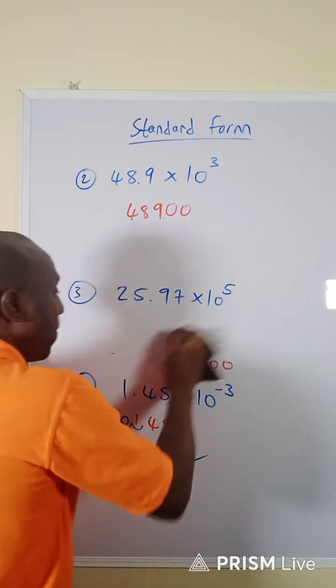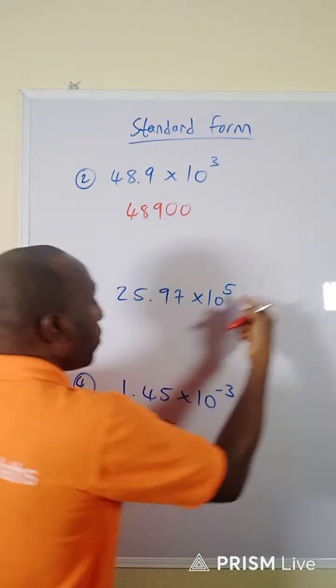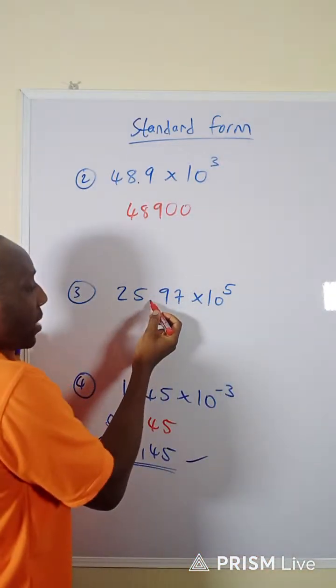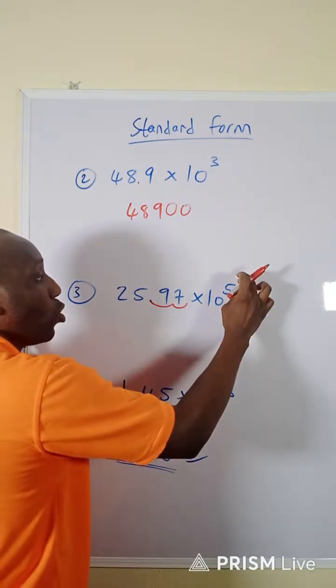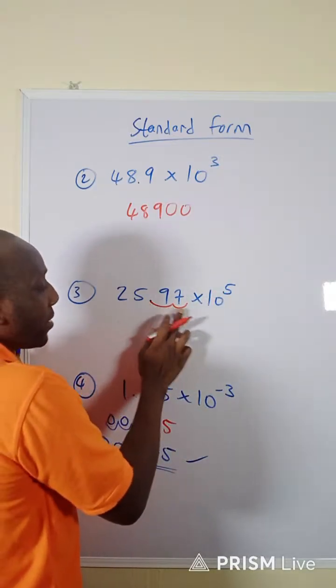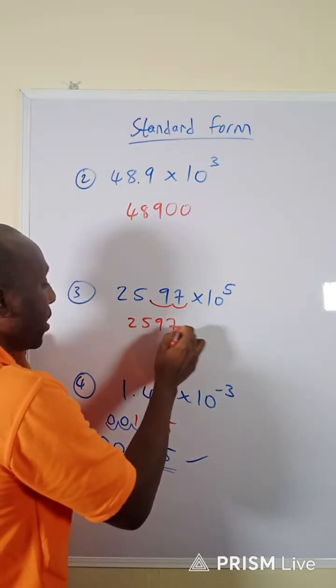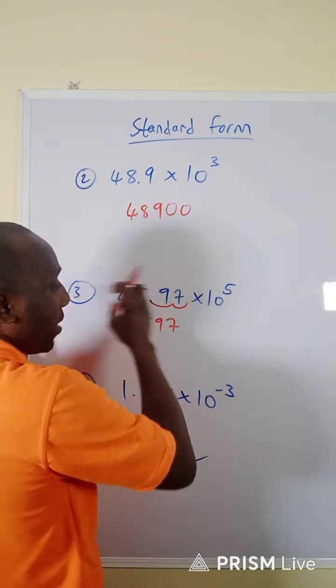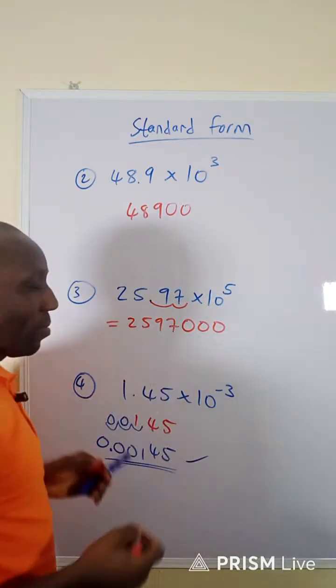For number 3, ask yourself this question. This is 5, by the way, so we're going to the right. How many times will I push this decimal point out of this number? 2 times, 1, 2. You will take 2 from here, that will shift it to the right 2 times. All right, so you have 2597. We took 2 from here, so we have 3 left. Just put 3 zeros. There you go.